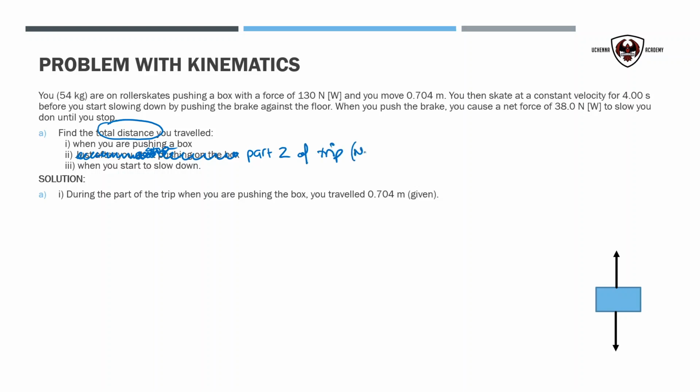You're not pushing on a box at all. You're just coasting at a constant velocity. And then part 3 is when you start to slow down. So that's really when you're slowing down and then you come down to 0. So there's 0 velocity, of course, because you're stopping.